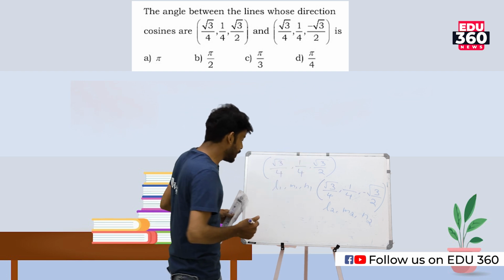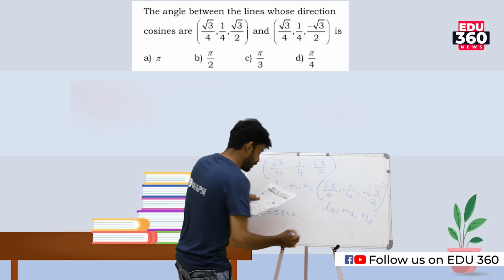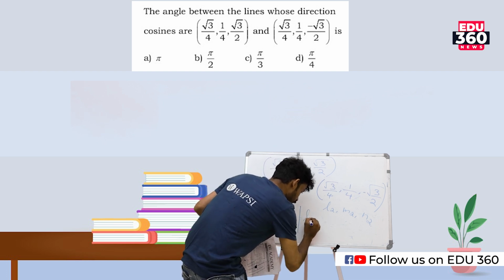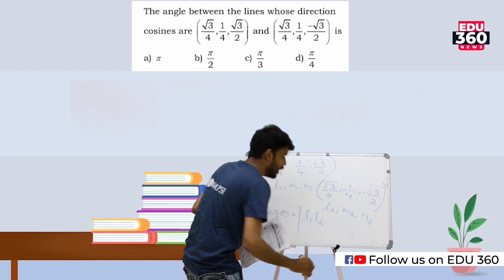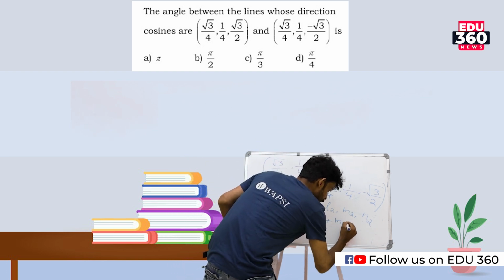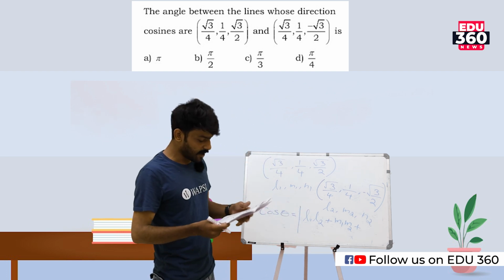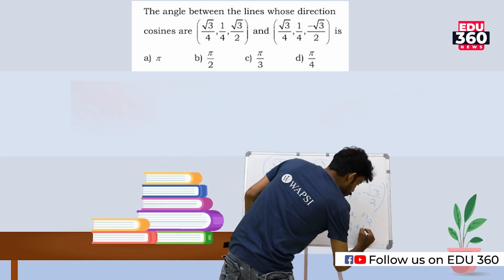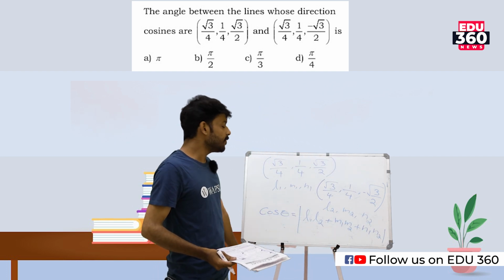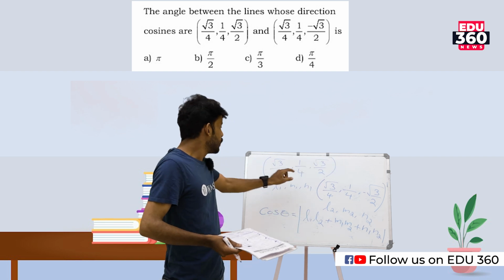So the angle between the lines: we know that cos theta is equal to the modulus of L1 L2 plus M1 M2 plus N1 N2. Hereafter, we can find the angle between the lines. The direction cosines are already given here, so just substitute the values.